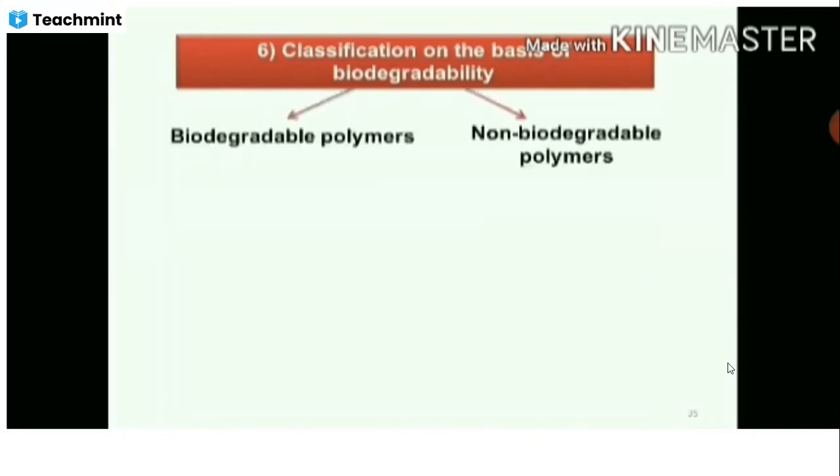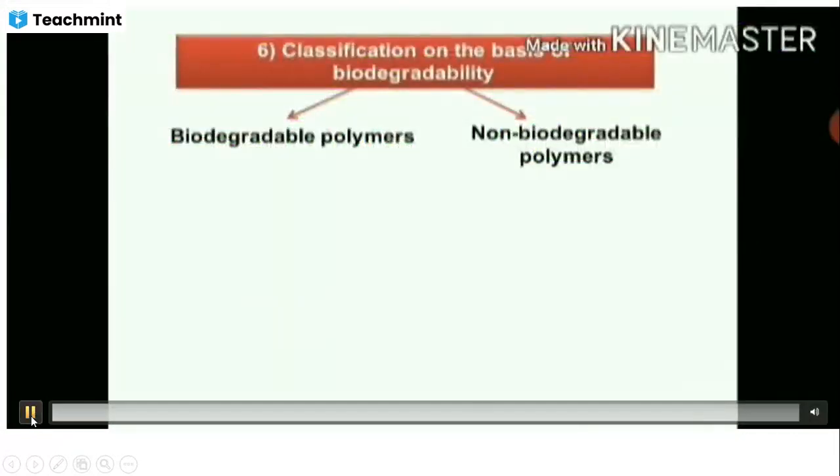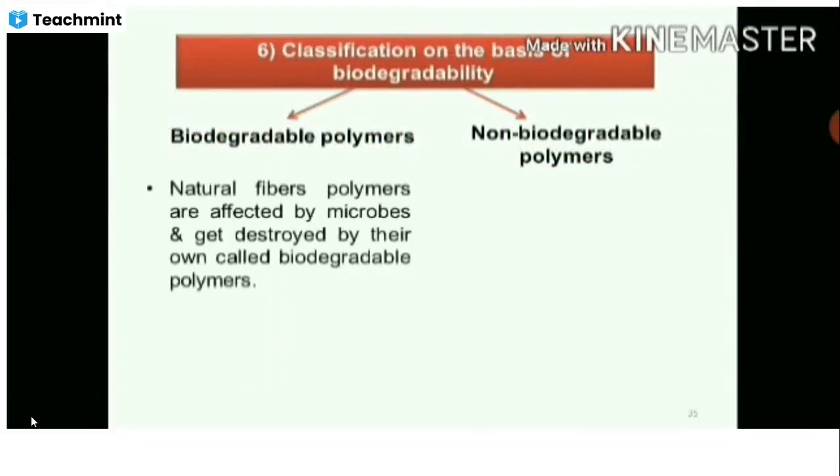Next type, classification on the basis of biodegradability. It has two types, biodegradable polymers and non-biodegradable polymers. In biodegradable polymers, natural polymers are affected by microbes and get destroyed on their own, and are called biodegradable polymers. Example, PHBV, nylon 2, nylon 6.